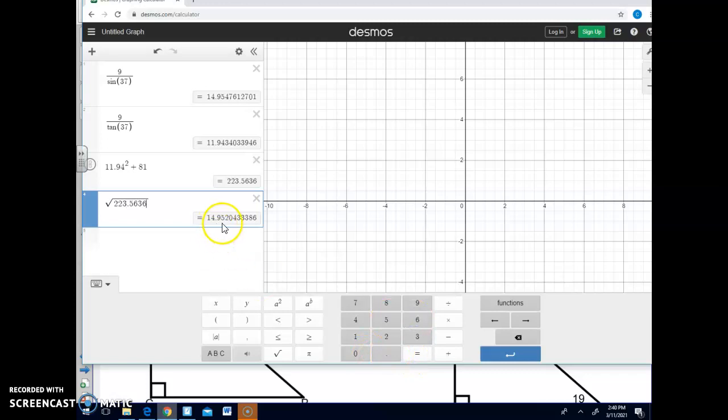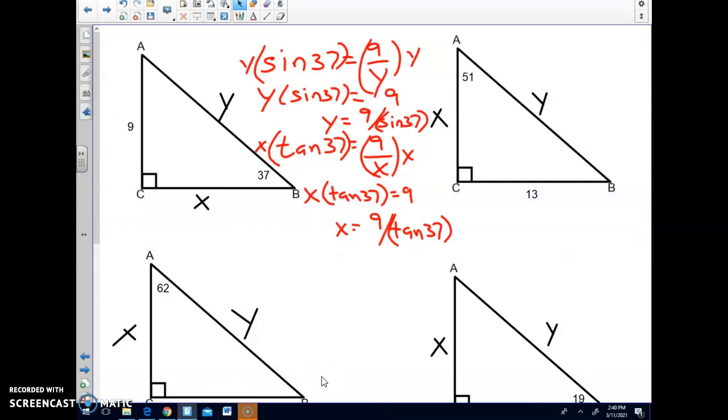223.5636, and I end up with 14.95. Same thing I get up here. So I know when I'm done that I'm correct with 11.94 and 14.95. This is 11.94, and this is 14.95. So when you're done, you can definitely figure out or check your own work.